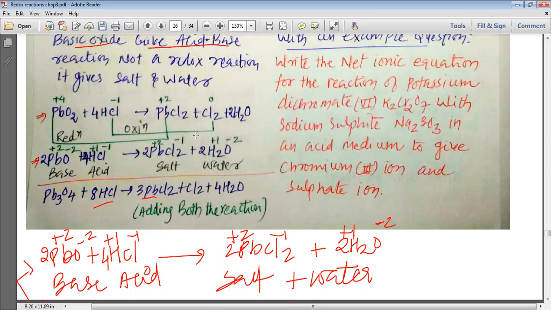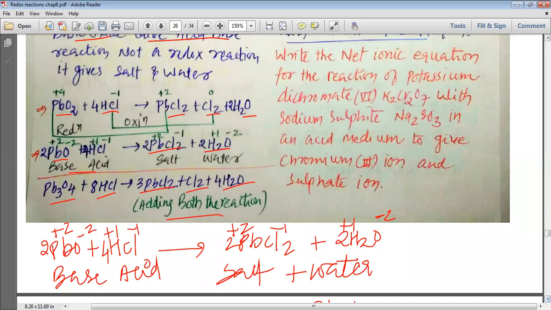I have already shown you these reactions, that when PbO2 reacts with 4HCl, it gives PbCl2, Cl2 and 2H2O. When PbO reacts, it is a simple acid-base reaction. It gives 2 PbCl2 and 2H2O. So when we add both these reactions, we have Pb3O4 plus 8HCl that gives 3 PbCl2, Cl2 and 4H2O. So this is what happens.